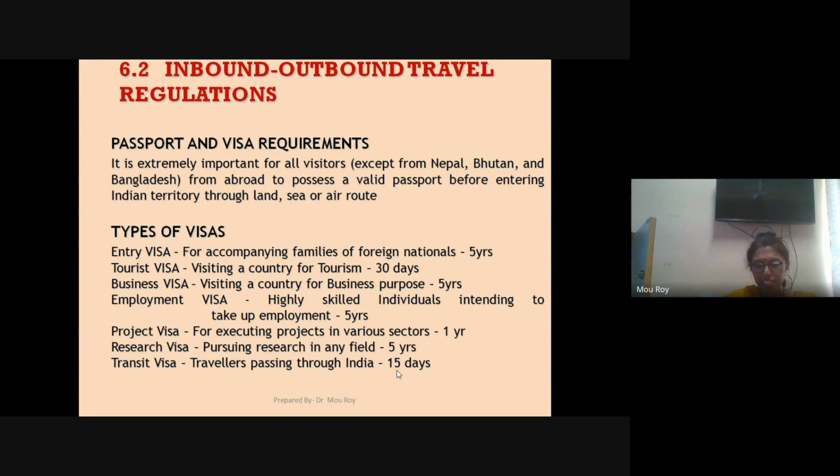Now, each visa has some validity also. If you're on official purpose, maybe it's a 2-year visa. Foreigners coming to India on official work are known as expatriates, and they have a different registration form. If you are on a student visa, you may be allowed to stay until your program or course gets over, after which you have to extend your visa. So there are a lot of visas, and these are decided by the government of the particular country.